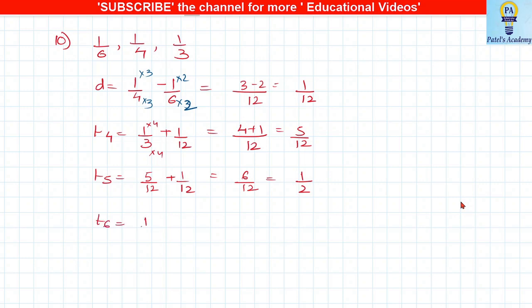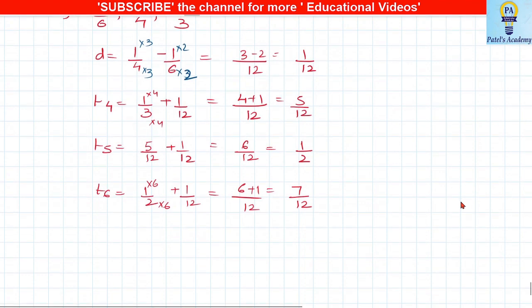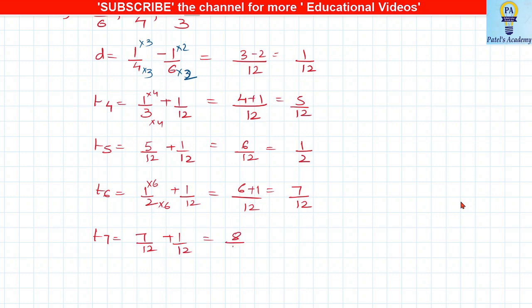T6 is 1 upon 2 plus 1 upon 12. Again LCM is 12, into 6 into 6. 6 plus 1, 7 upon 12. We have to find 4 terms. So T7 equals 7 upon 12 plus 1 upon 12. That is 8 upon 12. If you reduce by 4, 4 twos are 8, 4 threes are 12. Okay, so I got the next 4 terms.